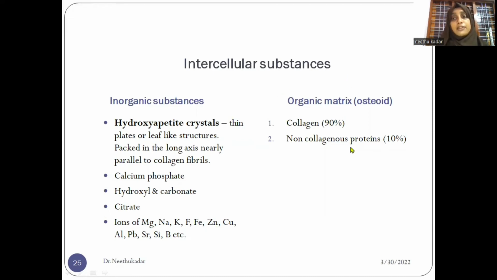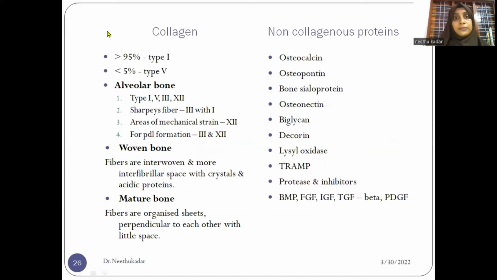Whereas the organic matrix of the bone is osteoid. Osteoid is the unmineralized part of the bone. It contains collagen and non-collagenous proteins. The collagen component of mature bone is 95% type 1 collagen and less than 5% type 5 collagen. In case of alveolar bone, it is type 1, type 5, type 3 and type 12 collagen.